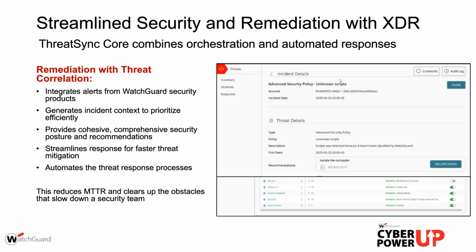And within the advanced security policies, we're looking for things like PowerShell usage with obfuscated parameters, unknown scripts, locally compiled programs, and macros embedded within documents. And so we give a description of what it is, that the script was detected because it hasn't been classified by WatchGuard. So it's an unknown script that our zero trust application service within our endpoint solution hasn't identified as either goodware or badware. And so in this case, the recommendation is to isolate the computer.